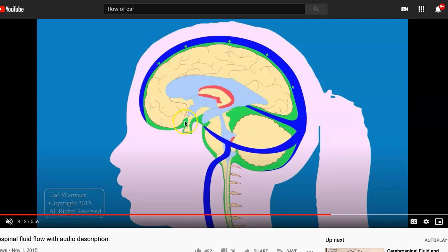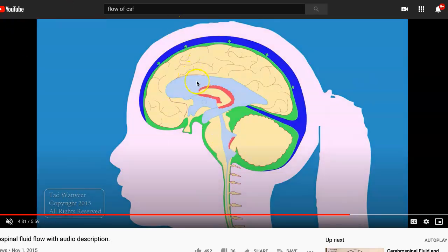In the lime green here, this lime green is showing you the subarachnoid space. So the subarachnoid space, remember, is around the entire CNS, around the brain, and around the spinal cord. So just remember that. Subarachnoid space, that is where our CSF will be flowing. So I'm going to remove part of this venous system so we can get a better look at our ventricles.